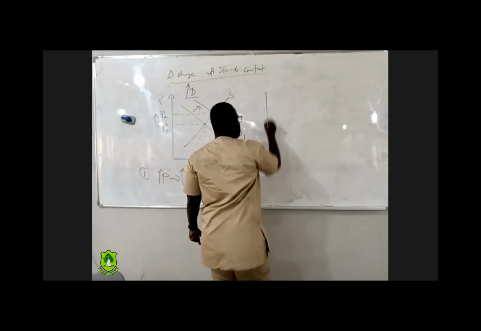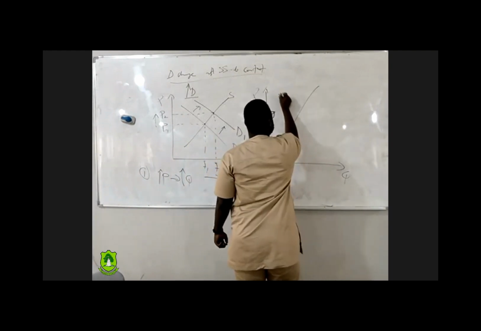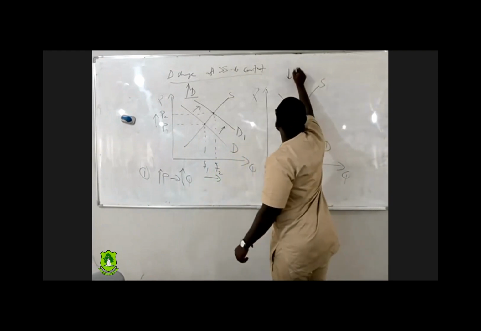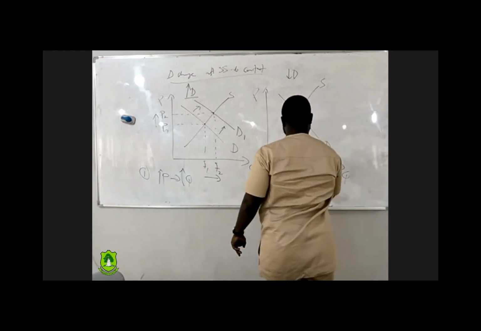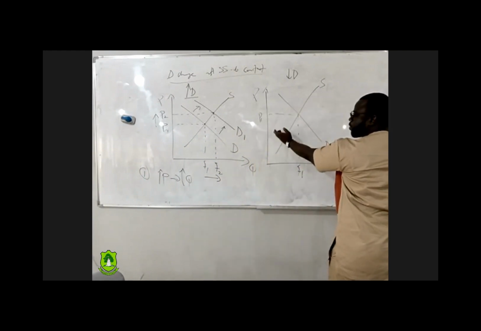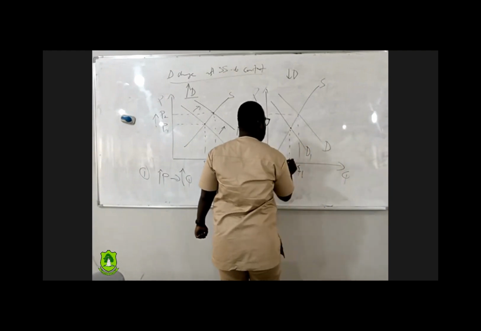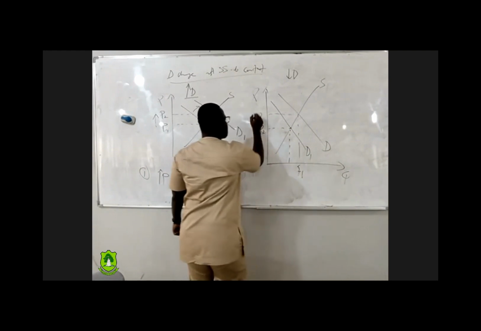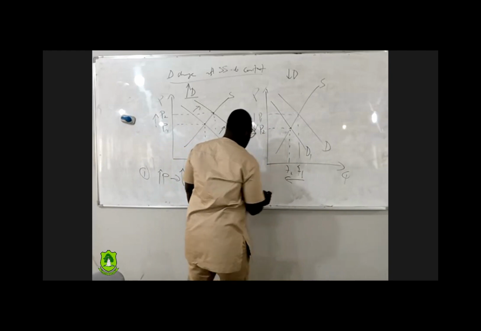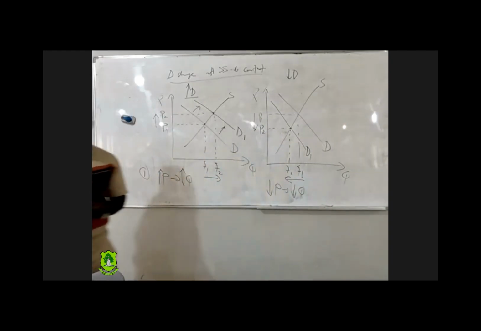And in a situation where supply remains fixed and demand decreases, here we are looking at a decrease in demand. So this is the supply, this is the quantity, this is the price. Demand will decrease by shifting to the left. So what will be the effect? A decrease in price, and a decrease in quantity. Are we together? Okay.